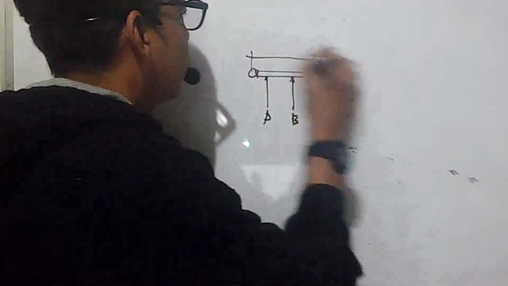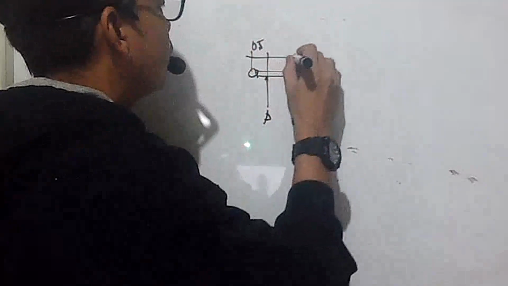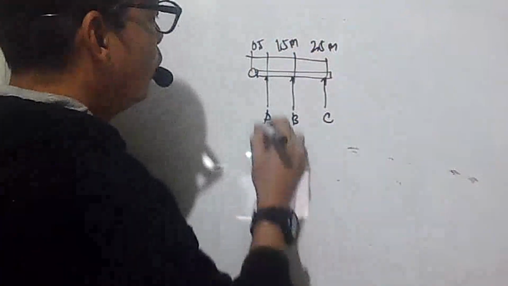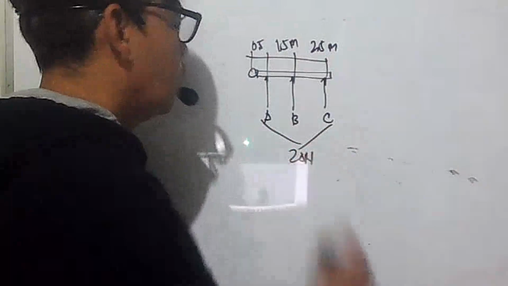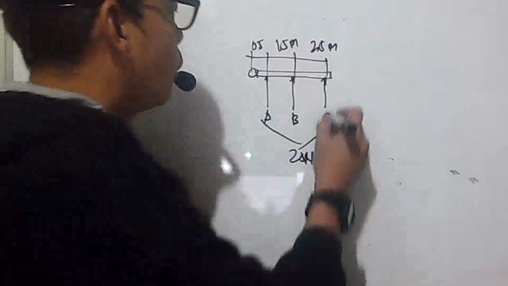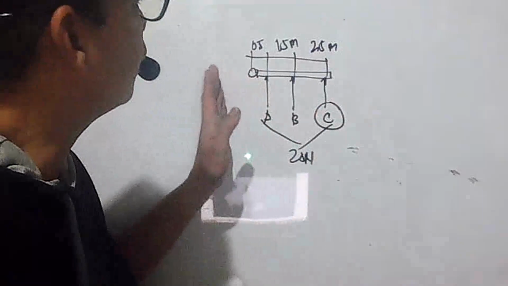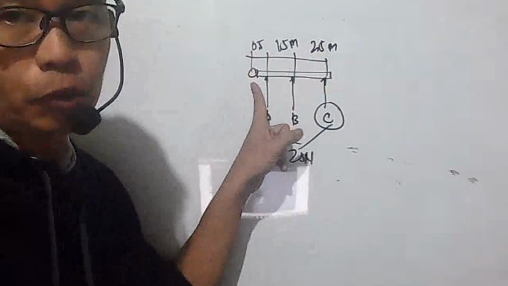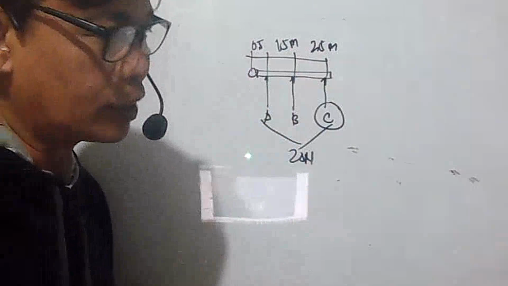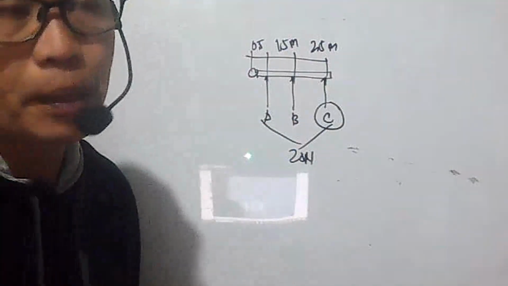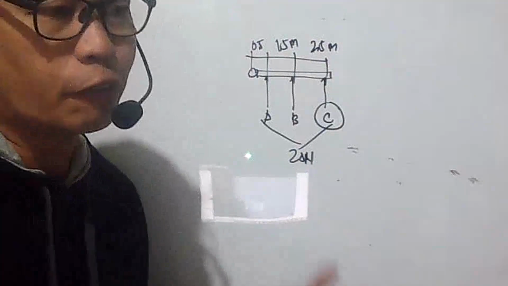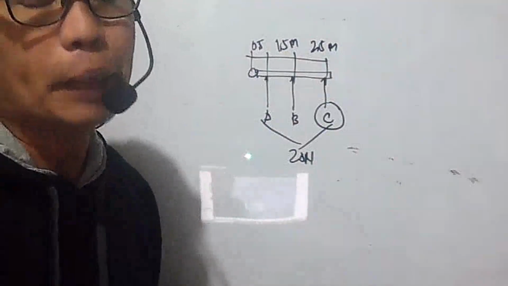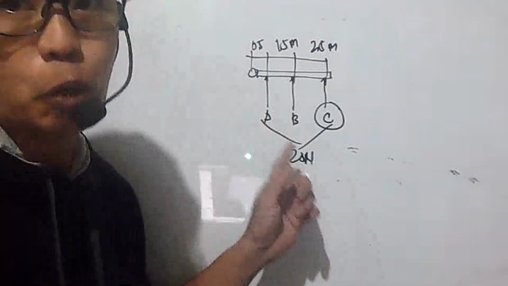Let's say the distance of A is 0.5 meters, B is 1.5 meters, and C is 2.5 meters. Even though they have the same force of 20 newtons, it's easier to push the door at point C, since it has a greater distance from the axis of rotation. So when we discuss torque, it's not only about how strong the force is. It also depends on the perpendicular distance of the force from the axis of rotation, which we call the moment arm.